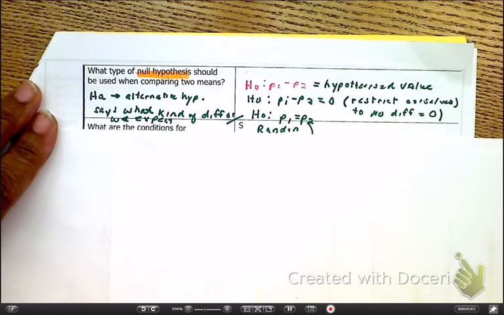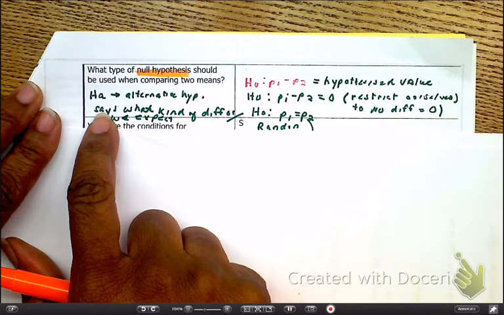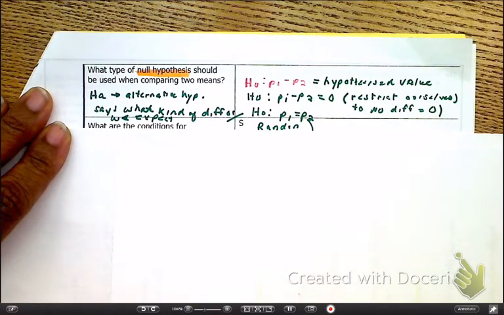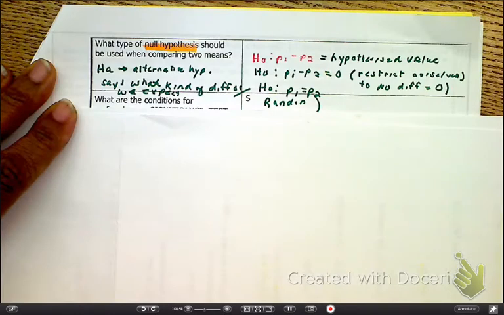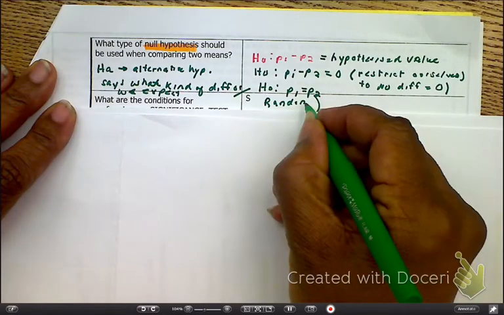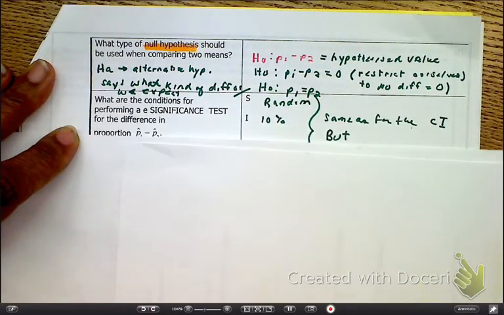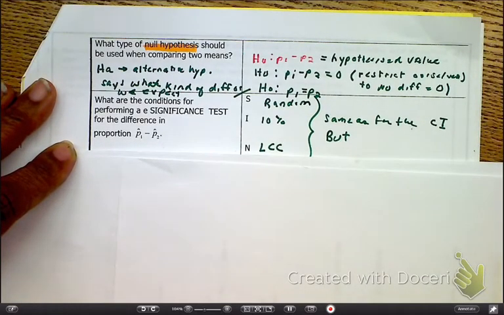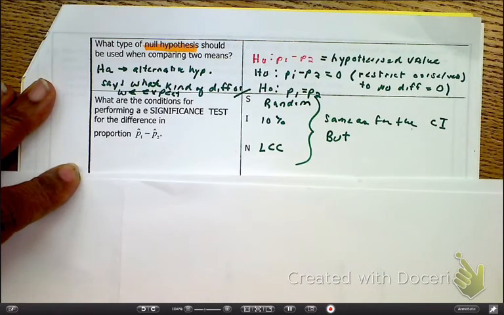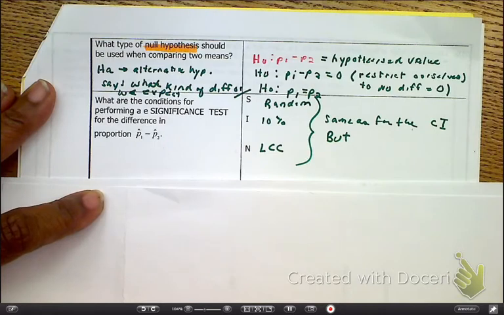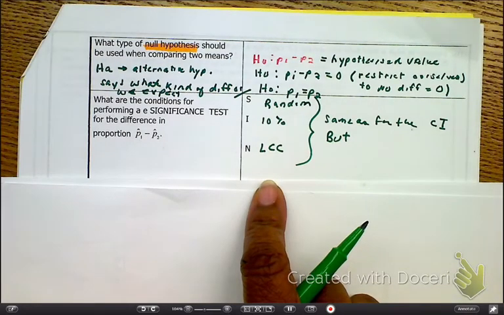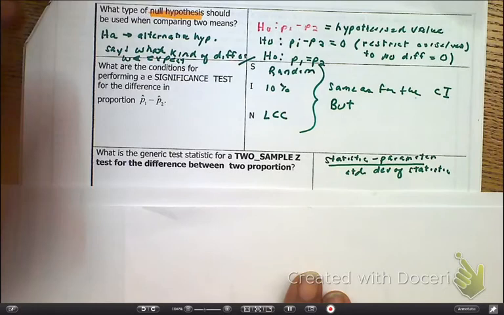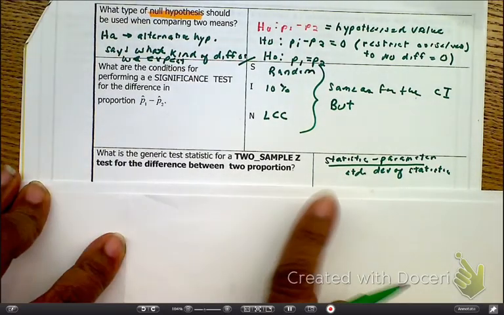Now let's remember that our alternative hypothesis says we're expecting there to be some difference, whether it's less than, greater than, or not equal to. As we go down to the conditions and assumptions, we are stating, of course, our randomness. We're looking at our 10% rule, so it's the same as your confidence interval. However, I must look at something. The LCC is going to be the same, but in addition, there's one more thing I've got to pay attention to. But before I discuss that, I want to talk about generically what our equation is for the two sample.